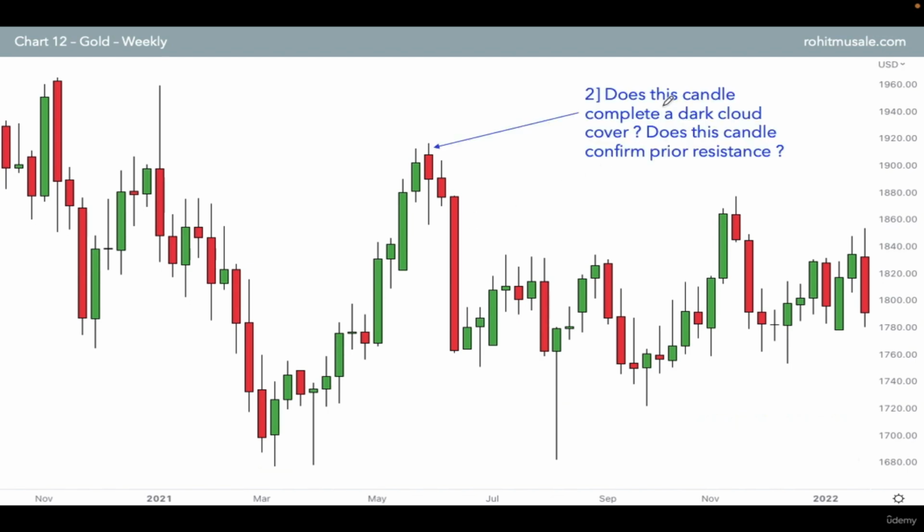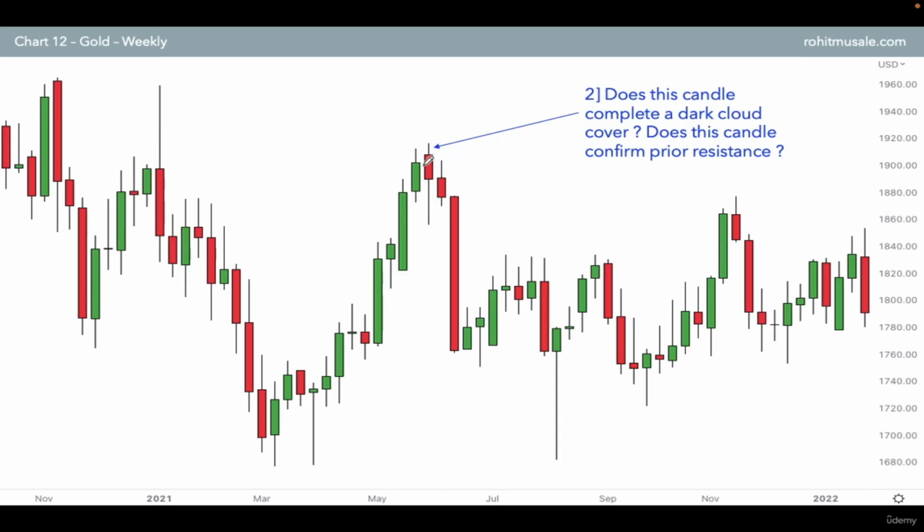Number 2, does this candle complete a dark cloud cover? Does this candle confirm prior resistance? So the prior resistance is here and here. So it is not confirming prior resistance. And of course, it does not complete the dark cloud cover because the close is not below the midpoint of the prior white candle. You cannot take the high of this candle to be a resistance, because you need a pattern to complete for it to become a resistance. It's potential resistance, but it's not resistance.